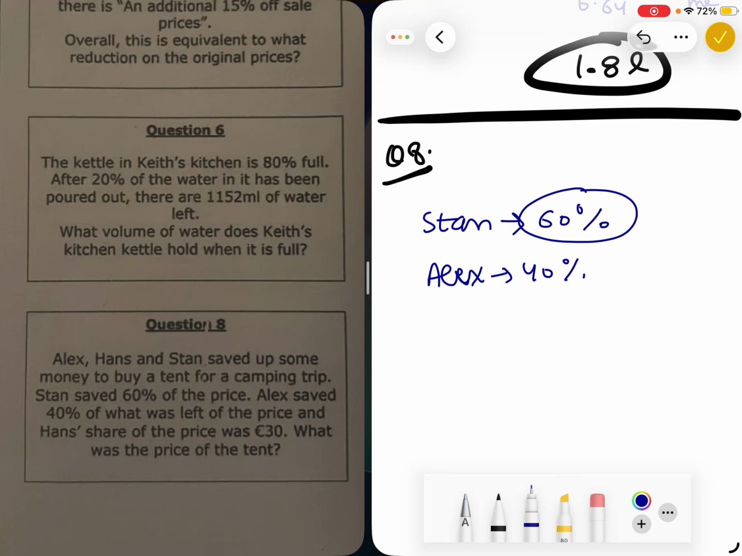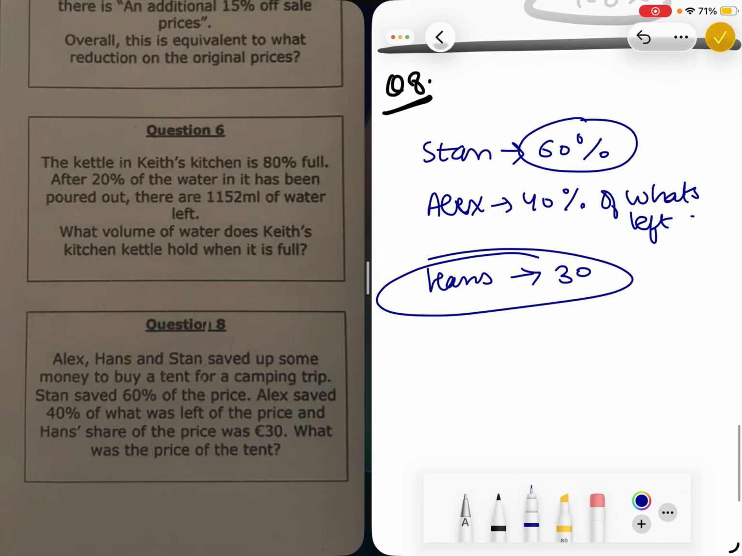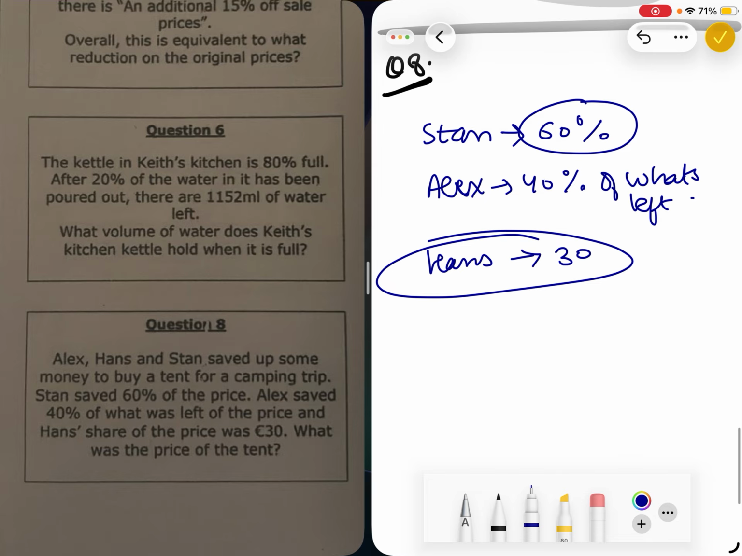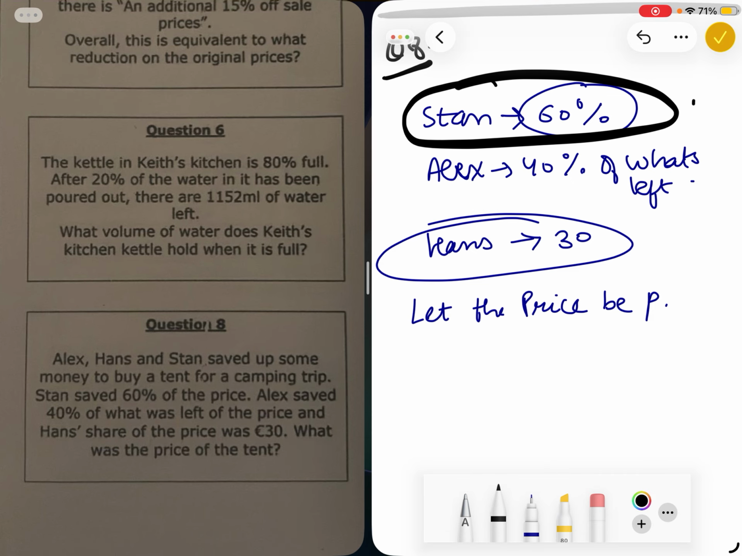Alex saved 40% of what's left, and Han's share of the price was 30. It's already given. What was the price of the tent? So let's do one thing. Let the price be P. Now, 60% Stan has saved. So I can say Stan is 60% of P, which is 0.6P.